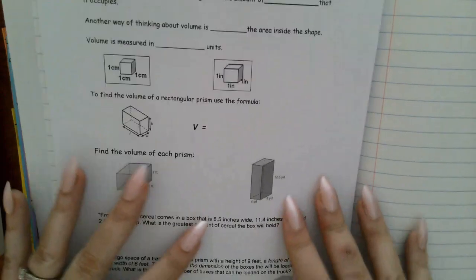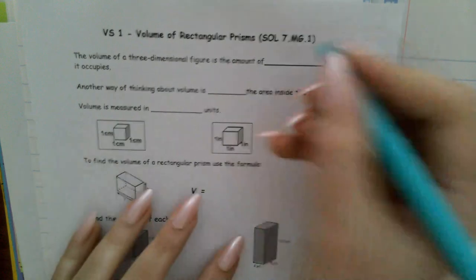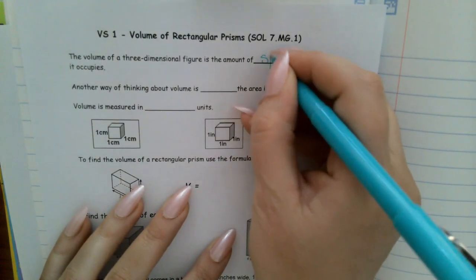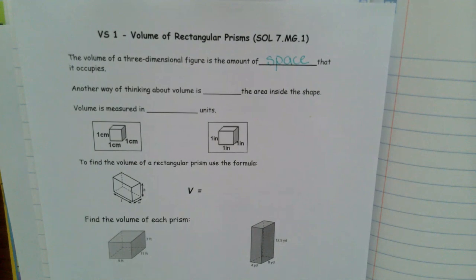Okay, so we are finding the volume of rectangular prisms. Your divider, I just had you write volume of prisms, but more specifically, it is rectangular prisms. So the volume of a 3-dimensional figure, we have to know what volume means, okay? Volume of a 3-dimensional figure is the amount of space, that's your first blank right here, that it occupies, how much space it takes up.